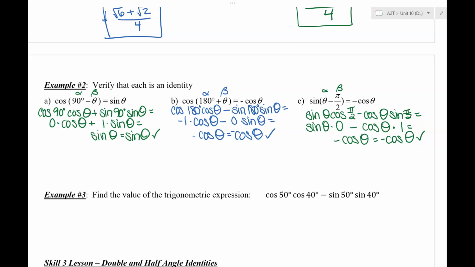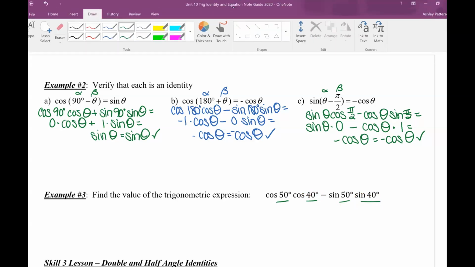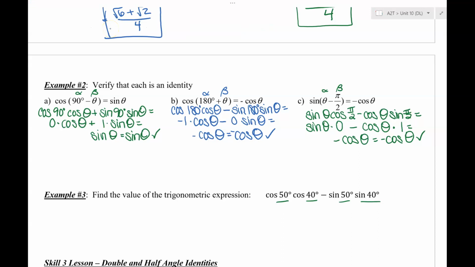It says find the value. Well, right away, I know I don't know what the cosine of 50, cosine of 40, sine of 50, or sine of 40 is. Have absolutely no idea. And I know that it says find the value. Patterson probably doesn't want me to use my calculator, and you're correct. So I'm thinking cosine, cosine. This part, that's going to be the cosine formula.